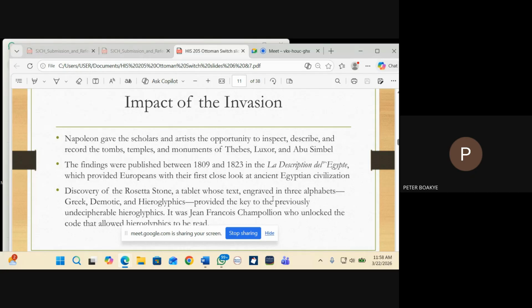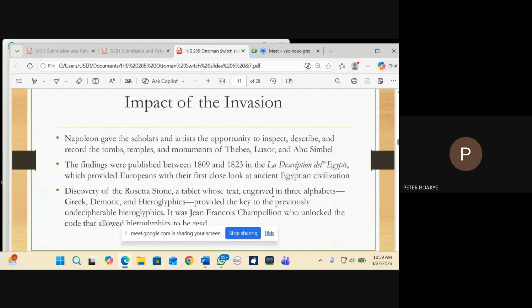As I said, the scholars were expected to inspect, describe, and record what they would see on tombs, temples, and many other monuments. Their findings were published between 1809 and 1823 in the Description de l'Égypte, which provided the first close look at ancient Egyptian civilization. So that is now the discovery.